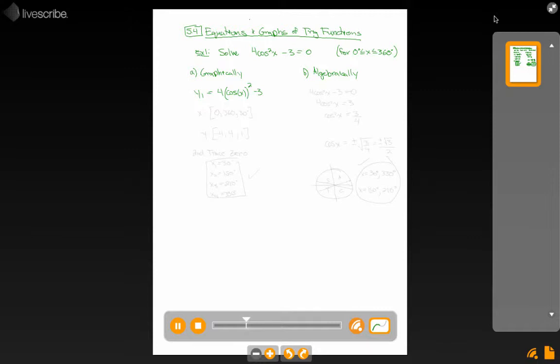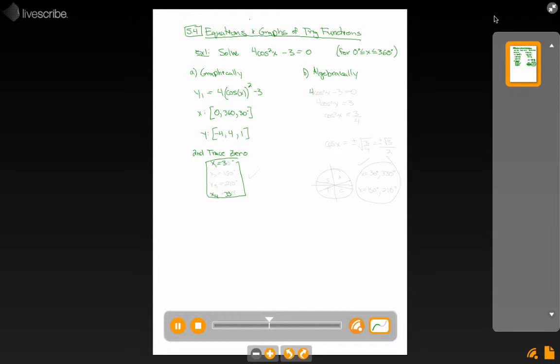So you'd make sure that your x window was clear at least from 0 to 360, maybe a little bit bigger, and your y window, you'd want to make sure you can actually see the whole graph. And if you did that, you'd be looking to press second trace 0 and find where these zeros actually are. If you do this algebraically, you're going to get the exact same answers. And let me show you what those answers are without, since I can't show you my calculator screen, we'll come back to the final answers of that.